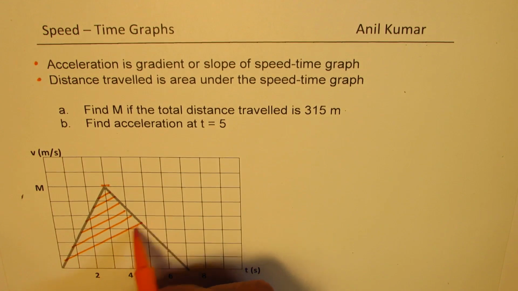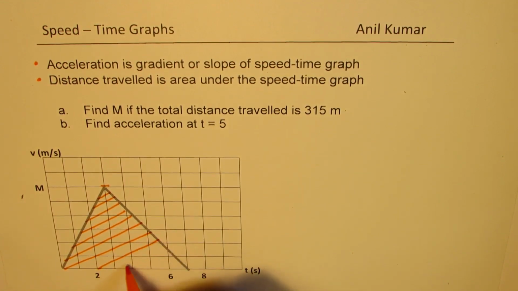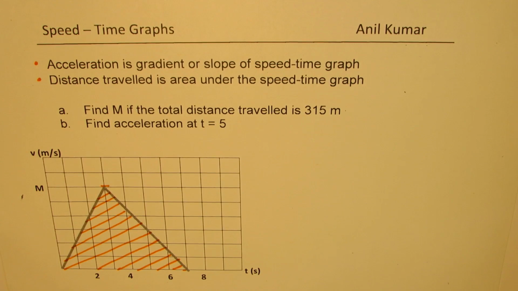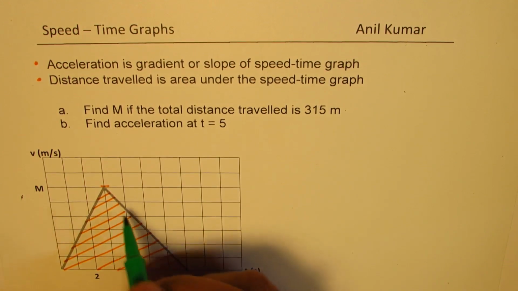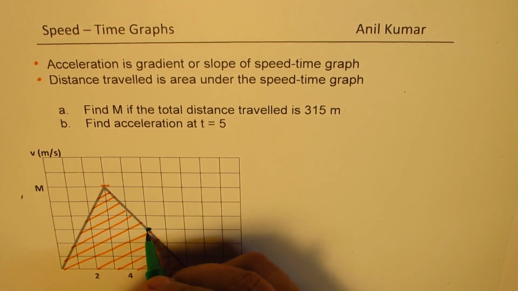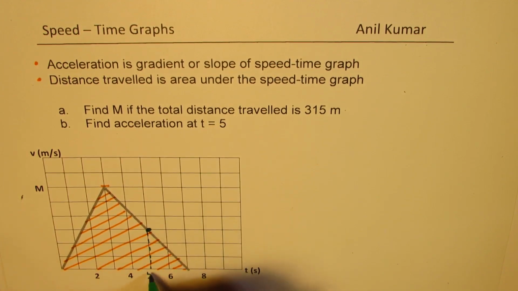So basically you have to find the height of this triangle when you know the area. So I hope the concept is clear. You can now pause the video, answer this question, and then look into my suggestions. Part B is find acceleration at t equals 5. So at t equals 5, which is this point, you have to find the acceleration. Correct? So you can always pause this video, answer, and then look into my suggestions.